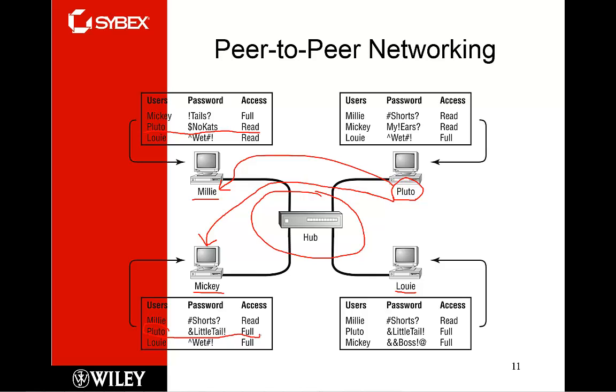Now here's the problem right here. Here we have a password for Pluto, and here we have for Pluto a password which is different. So the thing is, even if you have the same password for Pluto everywhere, what happens if Pluto wants to change their password? You have to go to all these different systems that are sharing their files, and you have to change the password for Pluto. So you have to change it in 1, 2, 3 places. That's the problem with peer-to-peer networking.